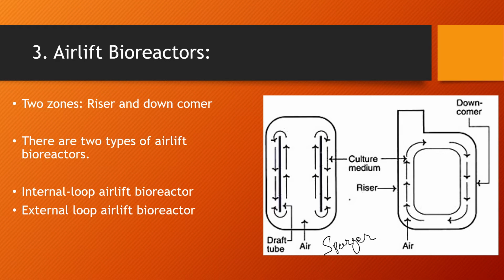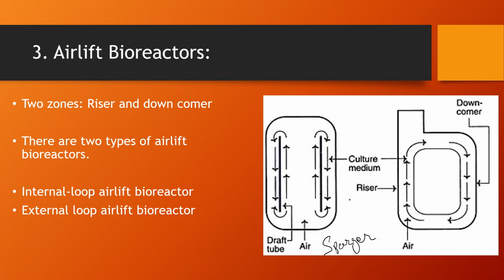And what will happen? Air is going up, and there is the presence of a kind of draft tube. So there is a draft tube present within the bioreactor. It is nothing, just a tube. It could be an empty tube. That empty tube is present, and air is circulating around this tube like this. So from the center, air is going up.